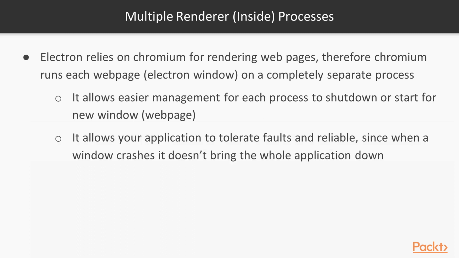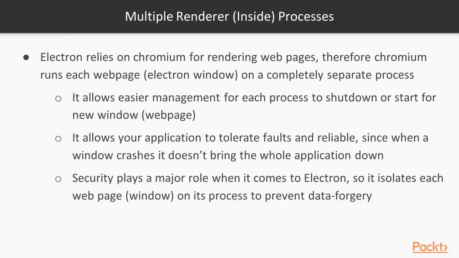It also allows your applications to tolerate faults and become more reliable, since when a window crashes, it doesn't bring the whole application down. And that's pretty great because fault tolerance is actually a generic term that has to do with handling exceptions, specifically whenever a crash happens on a specific web page or a specific Electron window. It doesn't bring the whole application down and everything gets back to work fine. Only the crashed part is going to get handled specifically.